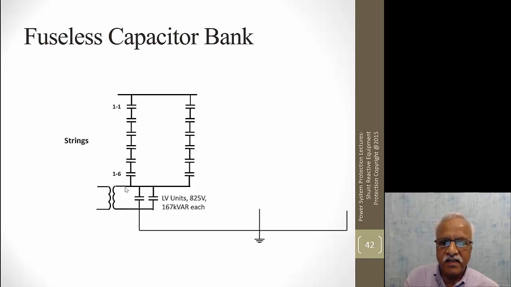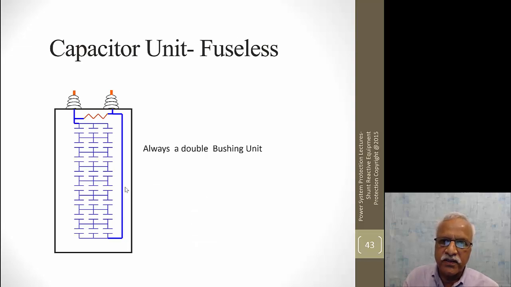And we will cover this in the next section. I'm just showing you these. And then typically externally fused was a single bushing. Fuseless and internally fused are always with two bushings, double bushings.